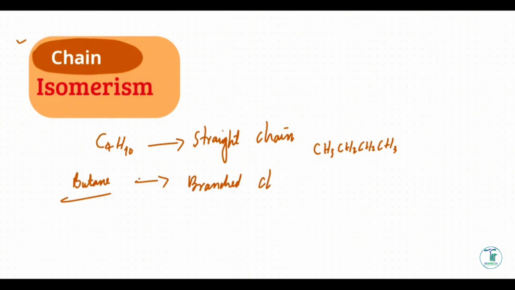So in the branched chain, it can be written in the way like this is CH3, this is CH, this is CH3, this is CH3.